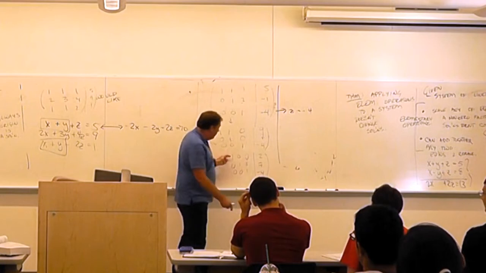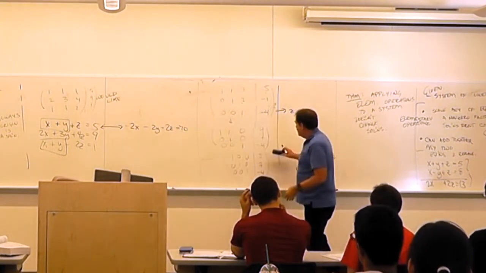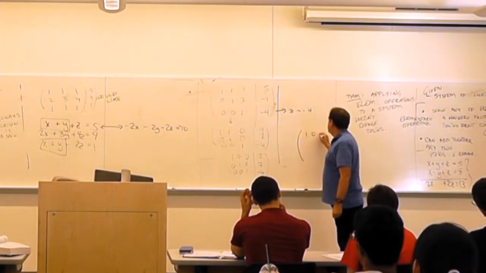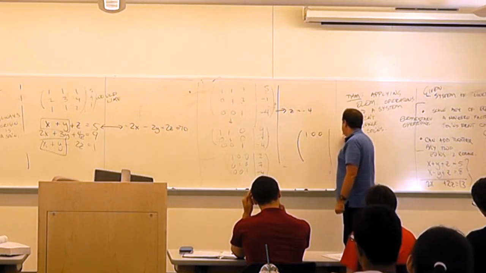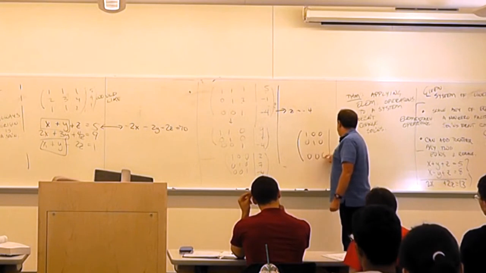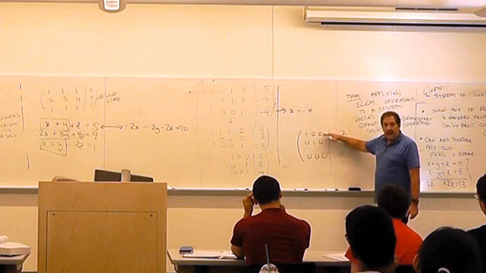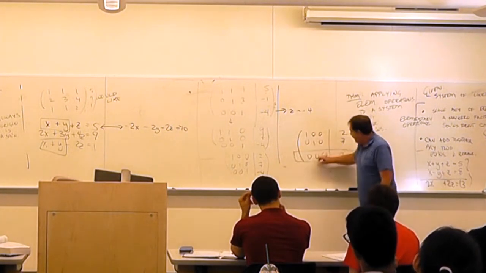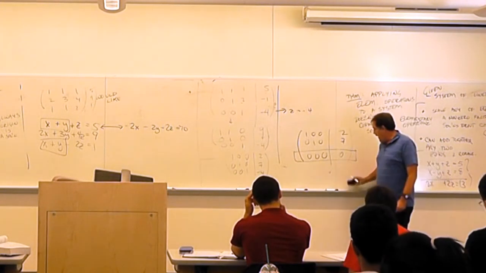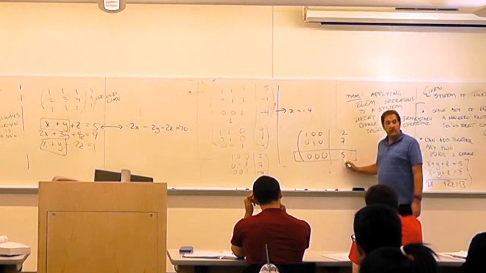until you either wind up with 1, 1, 1, 1, 1 equals something, or if I had changed this a little bit, I might wind up with something like 1, 0, 0 equals 2, 0, 1, 0 equals 7, no other information. So if I got a 0 there, then that tells me I have a line of solutions because I've got a line of no information. Or if I got a number here like a 5, that would tell me there's no solution because it says 0 equals 5.